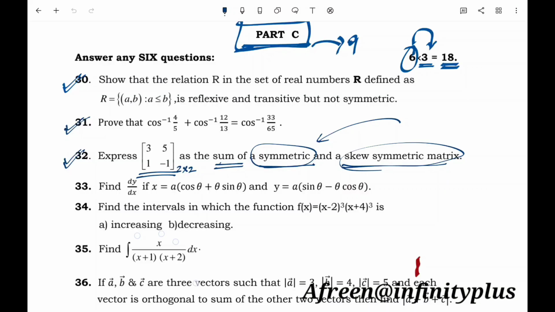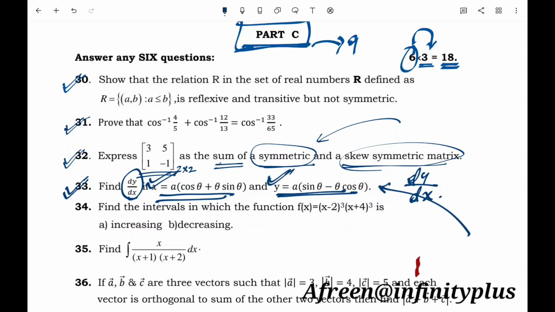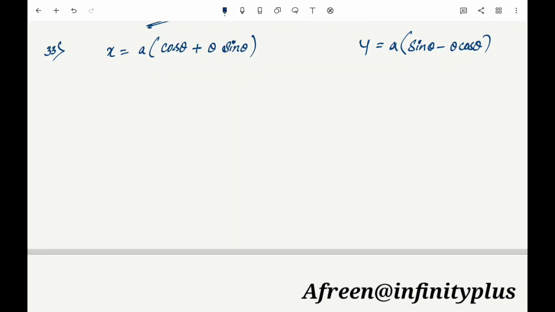So next question we are having as find dy by dx if x is equal to, they have given a function and they have given again y is equal to another function. So here you have to find the derivative of y with respect to x, and they have given x separately and also y separately. Means you have to solve it by means of parametric function. So let's solve. So here I have taken x and y as it is.